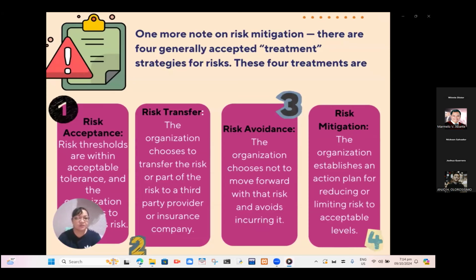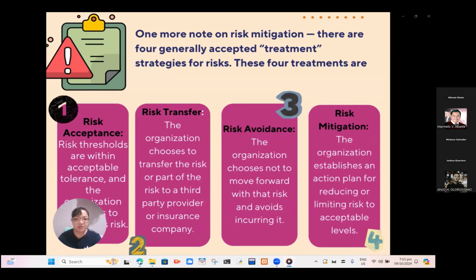One more note on risk mitigation. There are 4 generally accepted treatment strategies for risk. These 4 treatments are: number 1 is risk acceptance. Risk thresholds are within acceptable tolerance and the organization chooses to accept this risk. Number 2 is risk transfer. The organization chooses to transfer the risk or part of the risk to a third-party provider or insurance company.